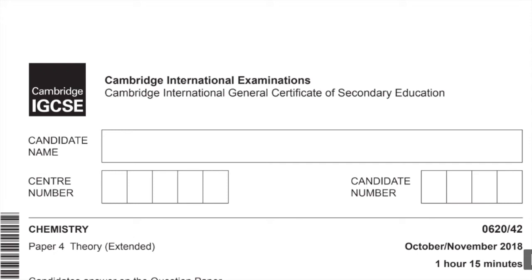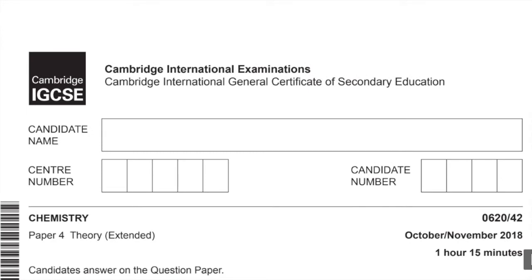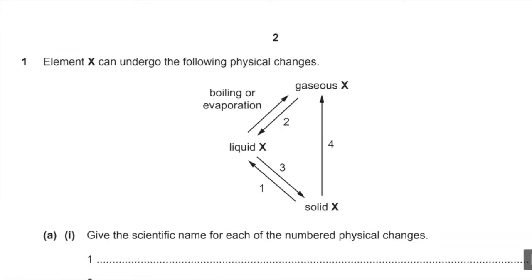Hello, this is Yashvin. In this video, I'll be solving paper 4 variant 2, October-November 2018, 0620 chemistry. Starting with question number 1.